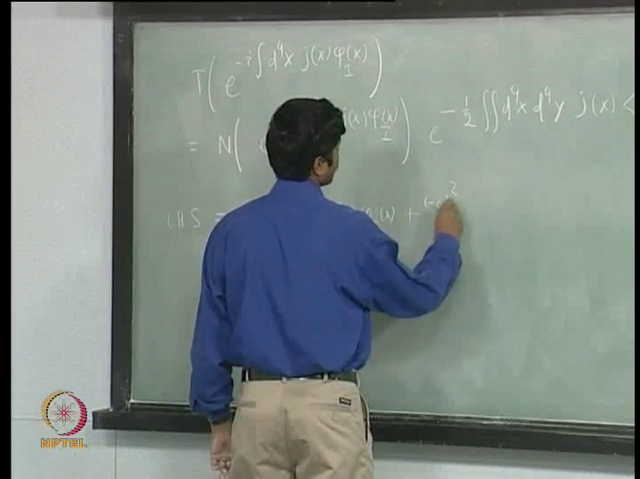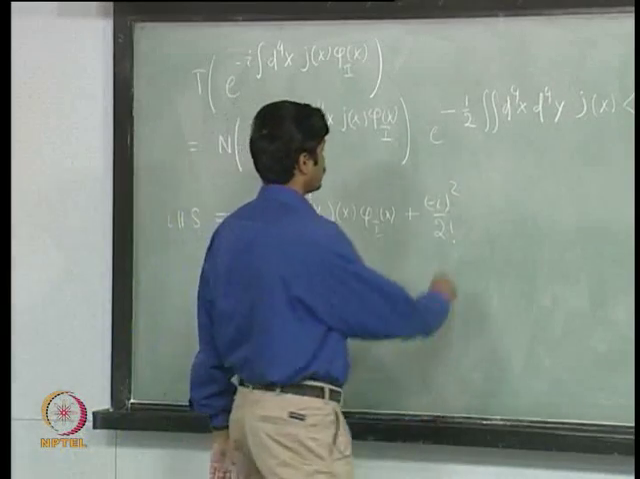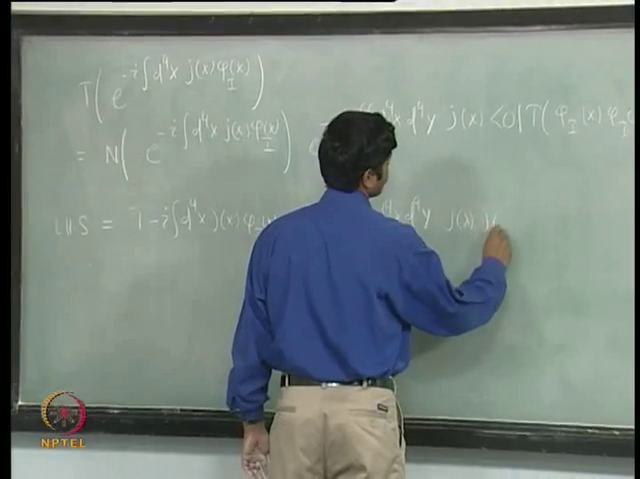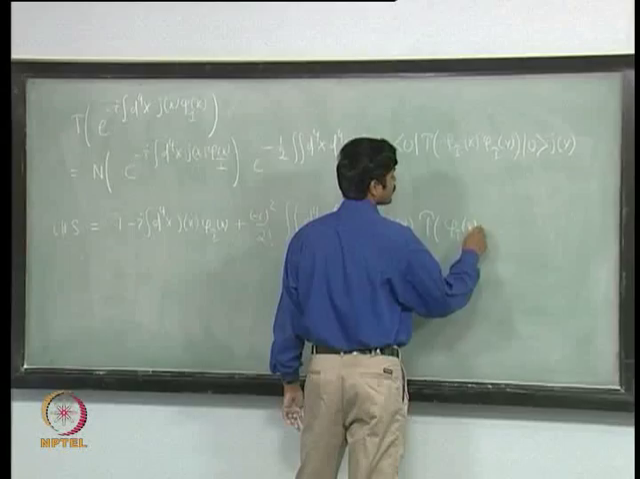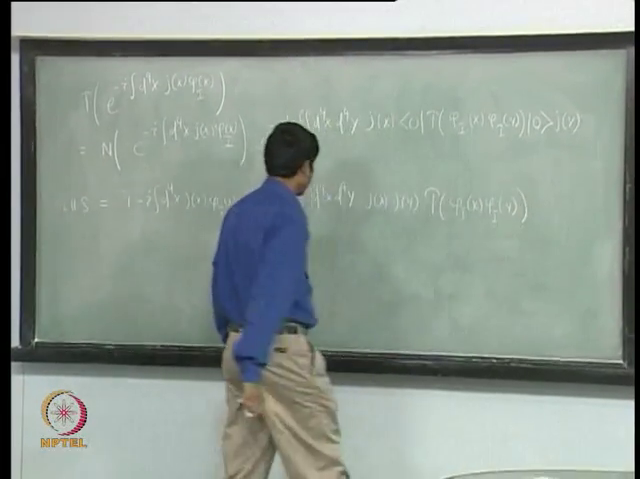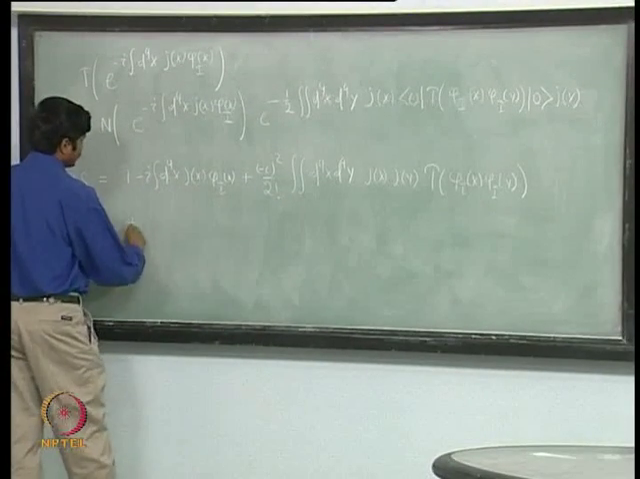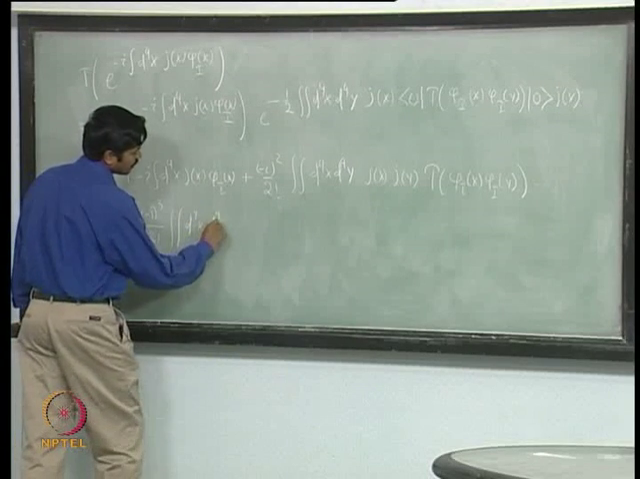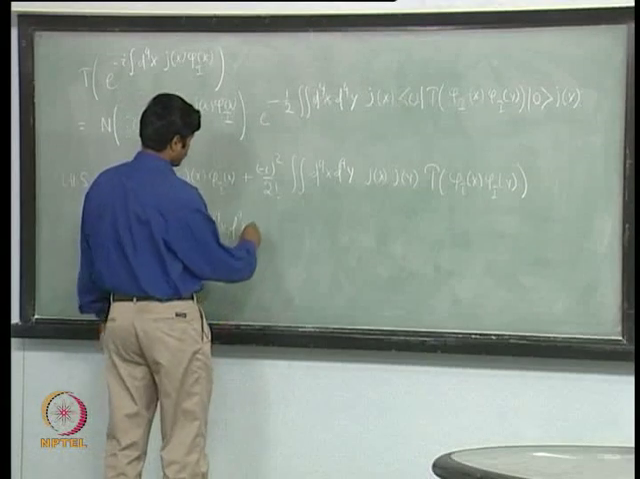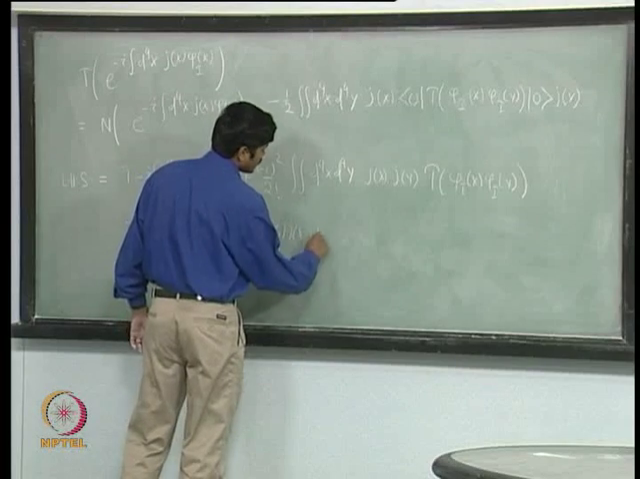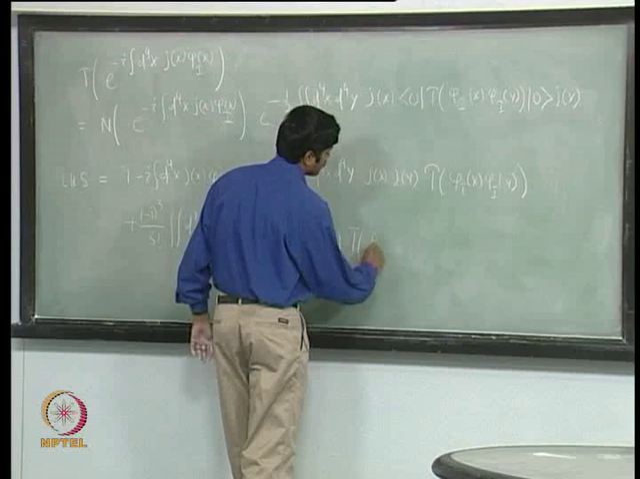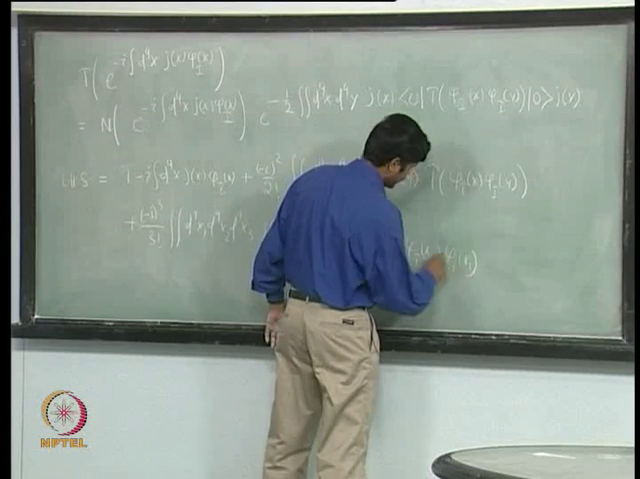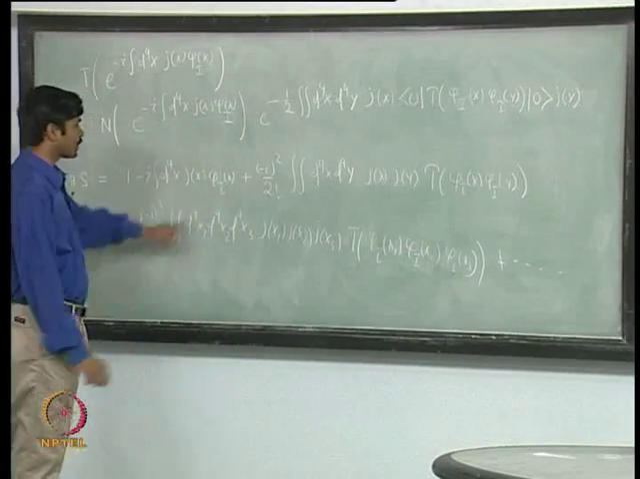plus minus i squared over 2 factorial integration d4x d4y J of x J of y time order product of phi I x phi I y, and then plus minus i cube over 3 factorial d4x1 d4x2 d4x3 J x1 J x2 J x3, and then time order product of phi I x1 phi I x2 phi I x3 and so on. So, this is what the left hand side gives me.